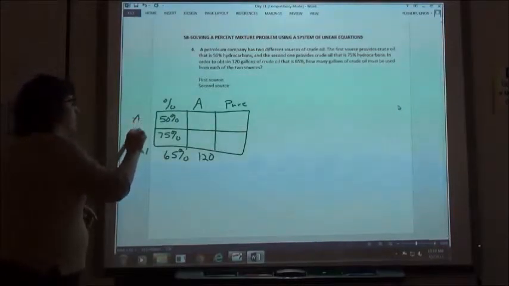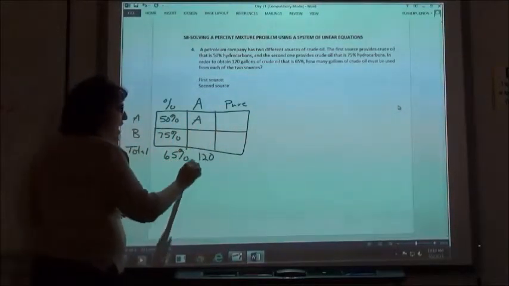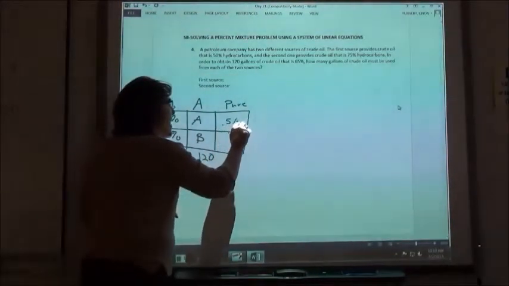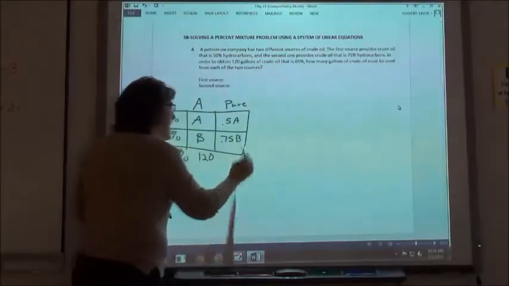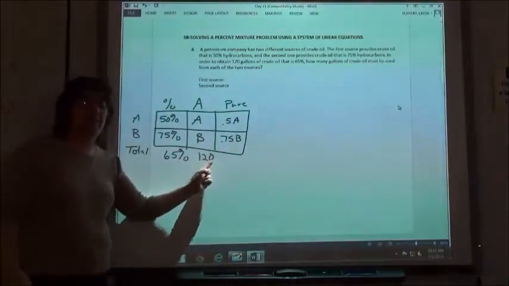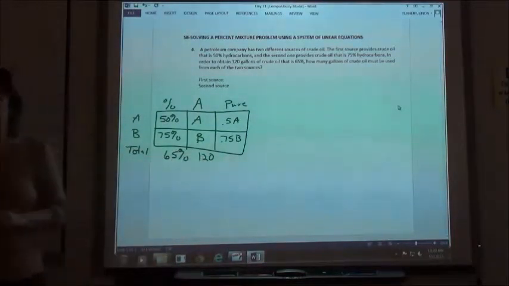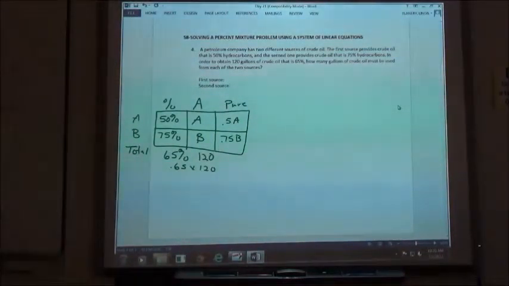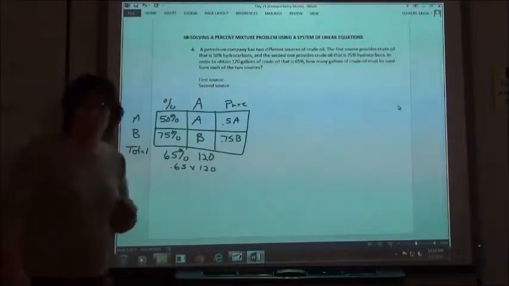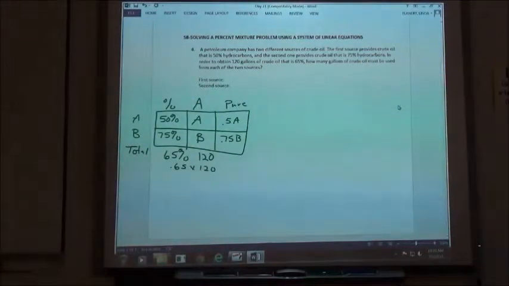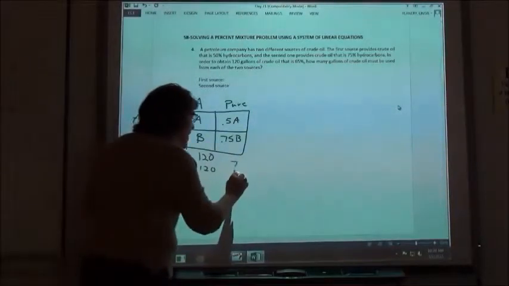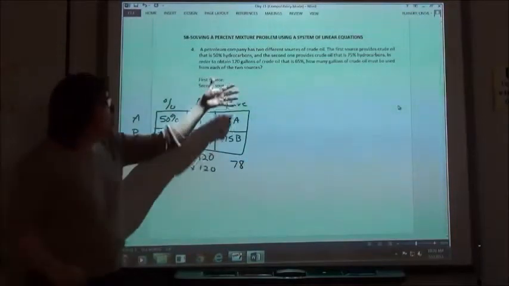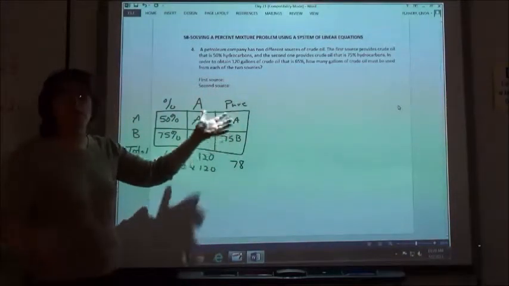I don't know how much of A I have, I don't know how much of B I have, but if I take 50% of A and 75% of B, I'm going to get 65% of my 120. What's 65% of 120? If you take 0.65 times 120, I'm going to get 78. So when I do my 2 equations, one of my equations is usually going to come from adding the amounts together. One of my equations is going to come from adding the pure substance together.